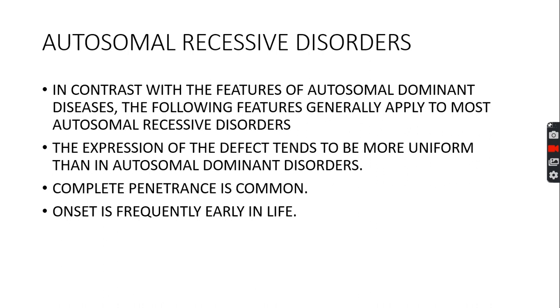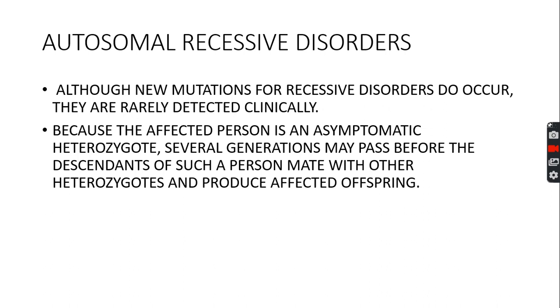In contrast with features of autosomal dominant diseases, the following features generally apply to most autosomal recessive disorders. The defect tends to be more uniform than in autosomal dominant disorders. So this is where we don't have the penetrance issues and the variable expressivity as seen in autosomal dominant disorders. Complete penetrance is also common, and onset is frequently early in life. Although new mutations for recessive disorders do occur, they are rarely detected clinically. Because the affected person is an asymptomatic heterozygote, several generations may pass before the descendants of such a person mate with other heterozygotes and produce an affected offspring.